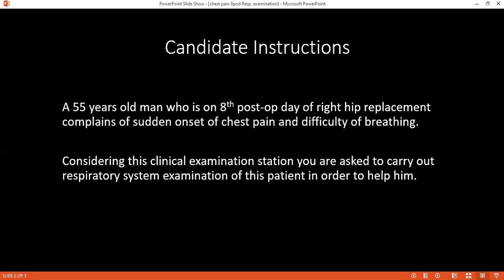If you were scrubbed and your subordinate comes and informs you about the patient's condition, what would you do? Yeah, this is a crash call, immediate crash call.